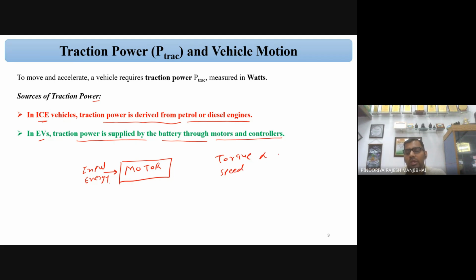And we know torque is directly proportional to the current and speed is directly proportional to the voltage. So we have to control the voltage and current. That's why the controller is required, so we can control the speed as well as the torque. So you can see we have to give the energy in the form of petrol or diesel, or in the form of electrical energy, correct? And then we are able to move the vehicle.